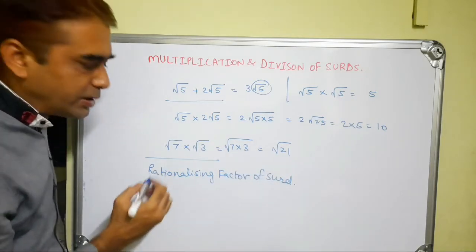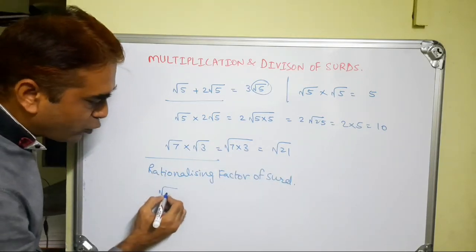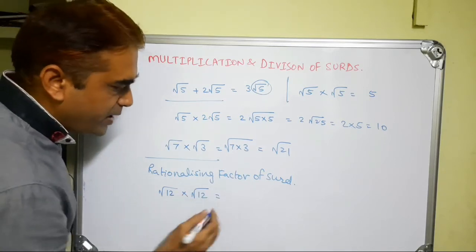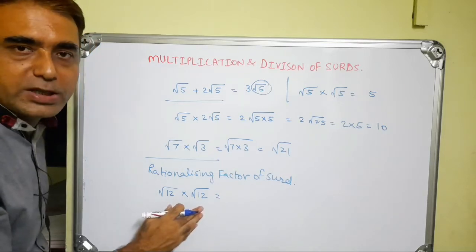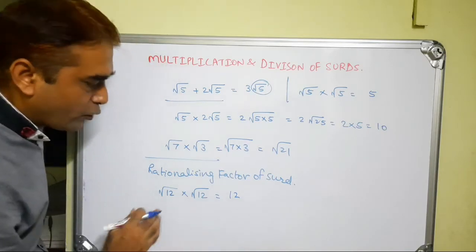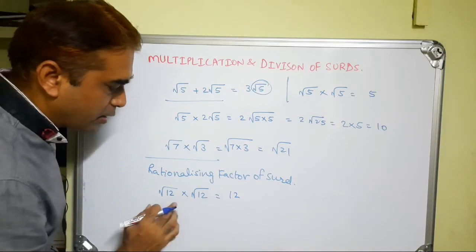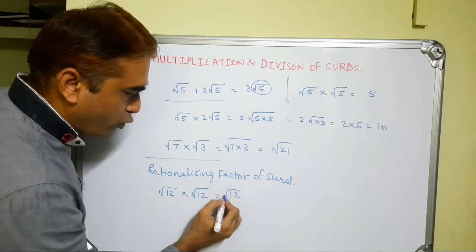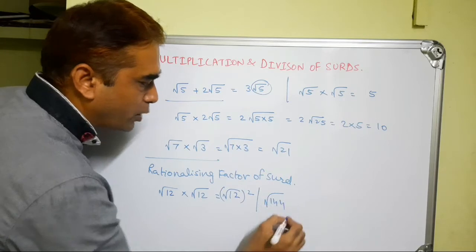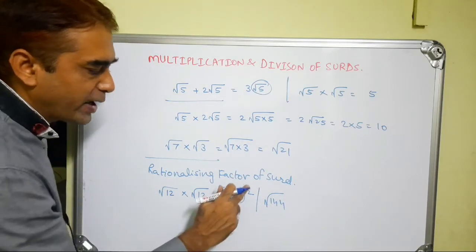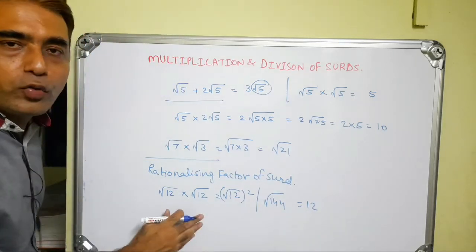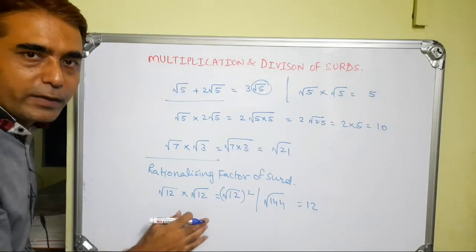Now look at another example. Square root of 12 multiplied by square root of 12 will be root 12 into root 12, which is square root of 144, and square root of 144 is 12. We can also write this as root 12 squared. You can write it in both ways, square root of 144 or square root of 12 squared. Square root cancels out, so the answer is 12. So root 12 and root 12, both these are rationalizing factors of each other.